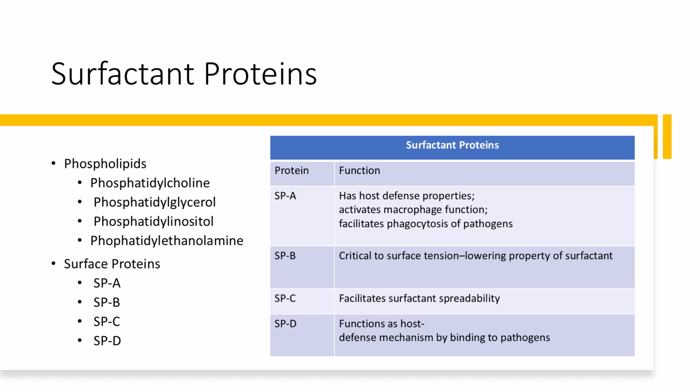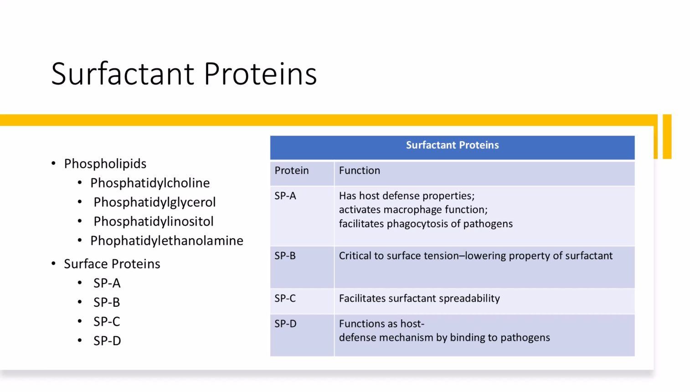SPC is a highly hydrophobic protein that integrates into the surfactant lipid layer, enhancing its stability and spreading across the alveolar surface. SPC also contributes to the reuptake and recycling of surfactant by type II pneumocytes. The proteins SPB and SPC are essential for the surfactant's ability to reduce surface tension.